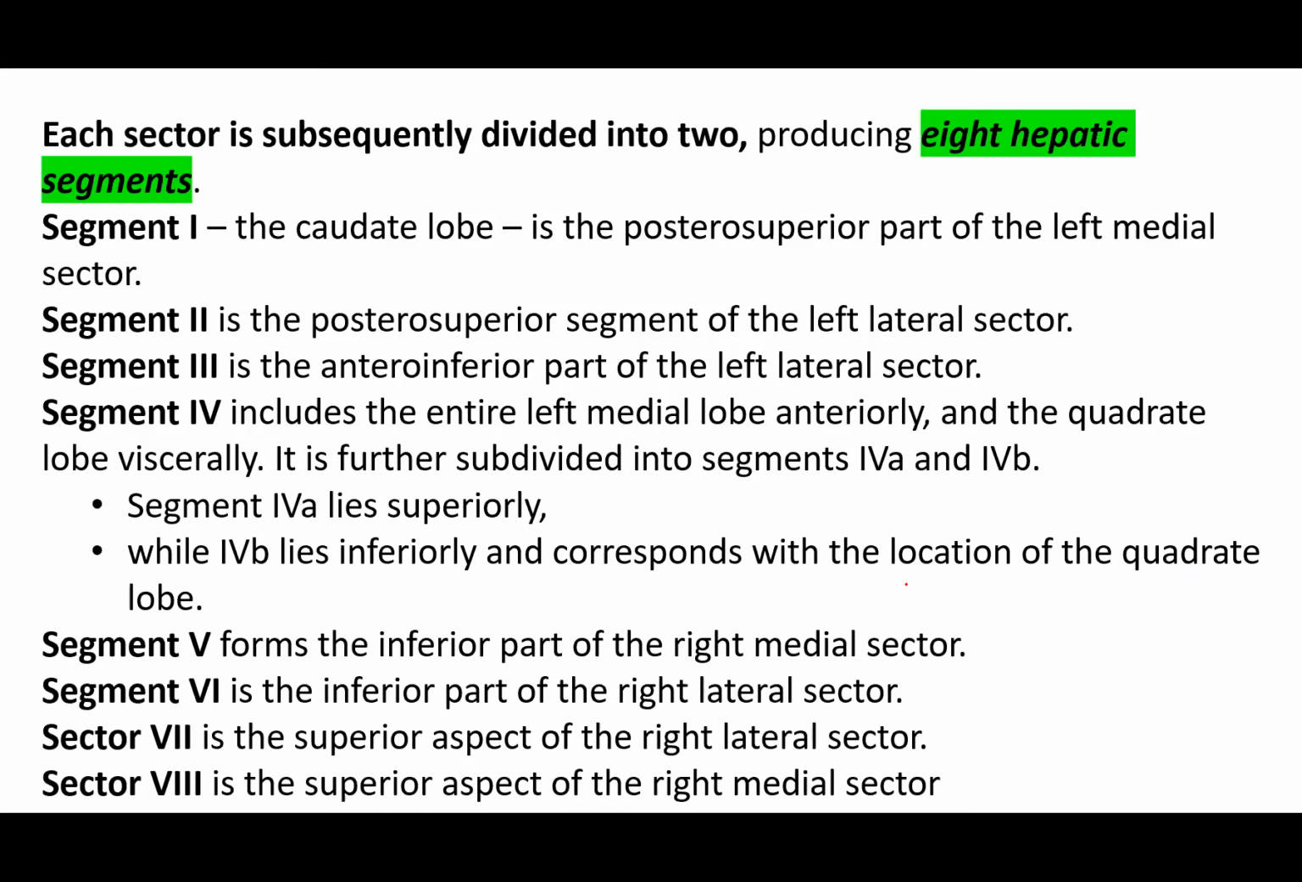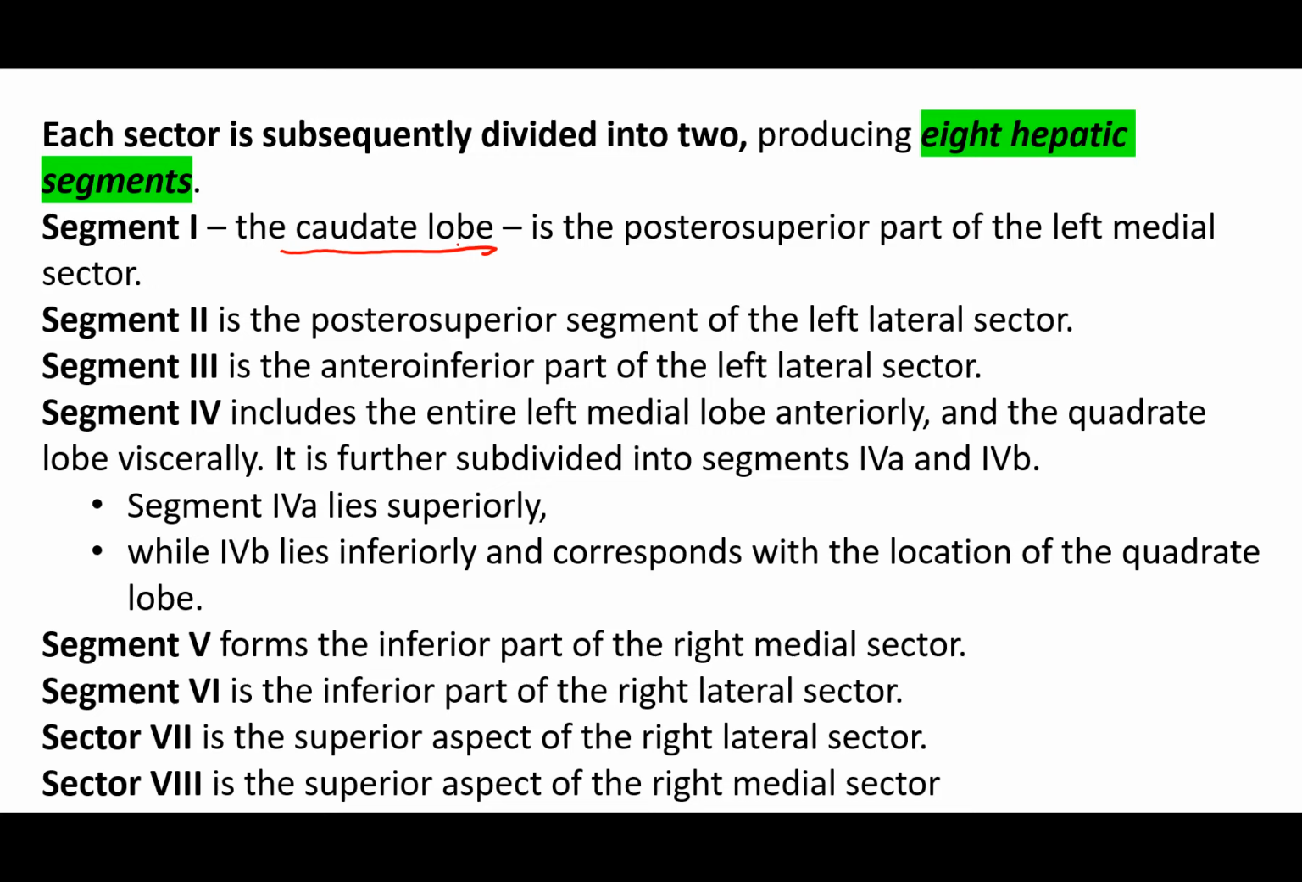Each sector is subsequently divided into 2, producing 8 hepatic segments. Segment 1, the caudate lobe, is the posterior superior part of the left medial sector. Segment 2 is the posterior superior segment of the left lateral sector. So it's the upper part of the left lateral, if you remember.